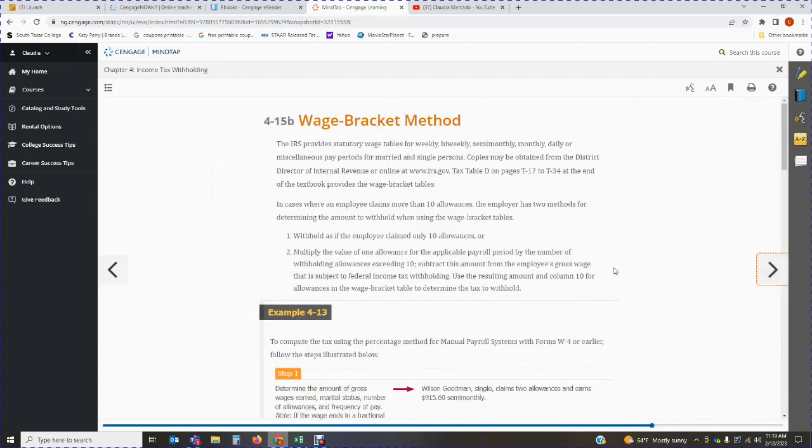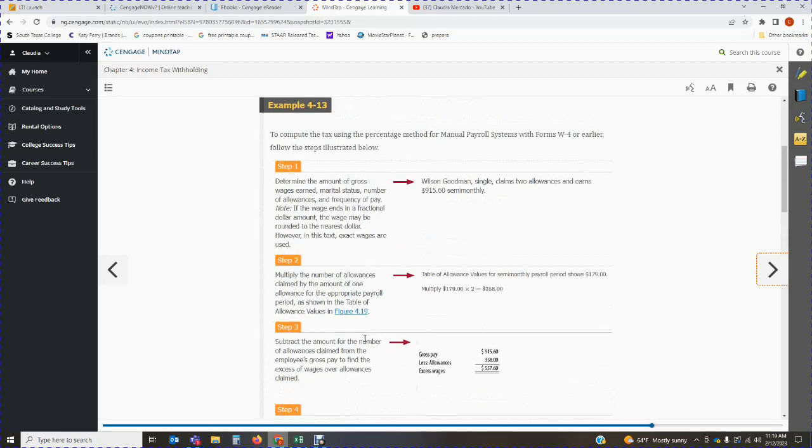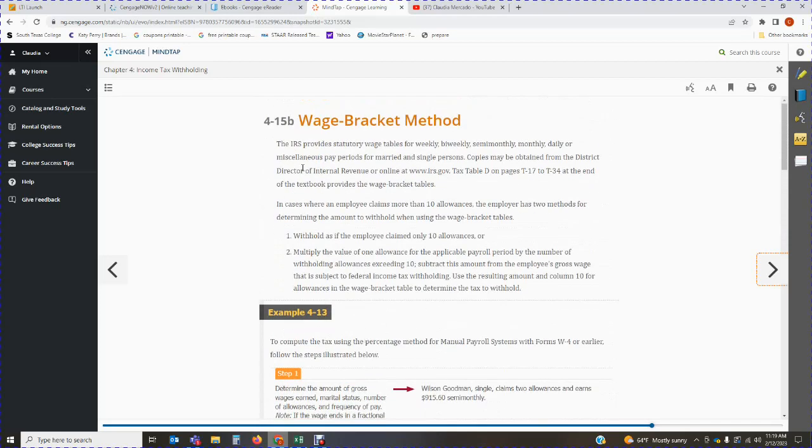And then the way that we calculate taxes using the wage bracket method, for those tax returns that are from 2019 or earlier, it's going to be a 4-step process. The 4-step process is outlined in your book. Okay. So basically, the IRS provides statutory wage tables. Like we stated, copies can be obtained from the district director or from the IRS online. Okay, those tables are included at the end of the textbook. I believe it's table 3. Okay, so we'll go over that in a bit.